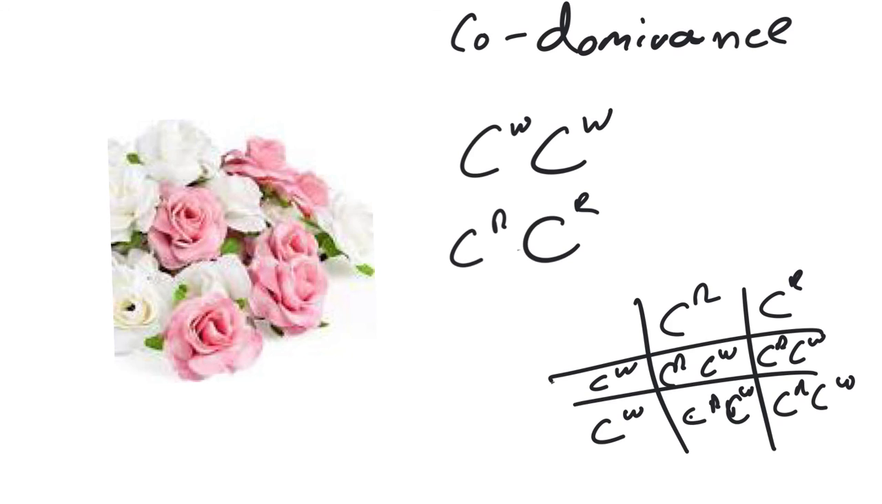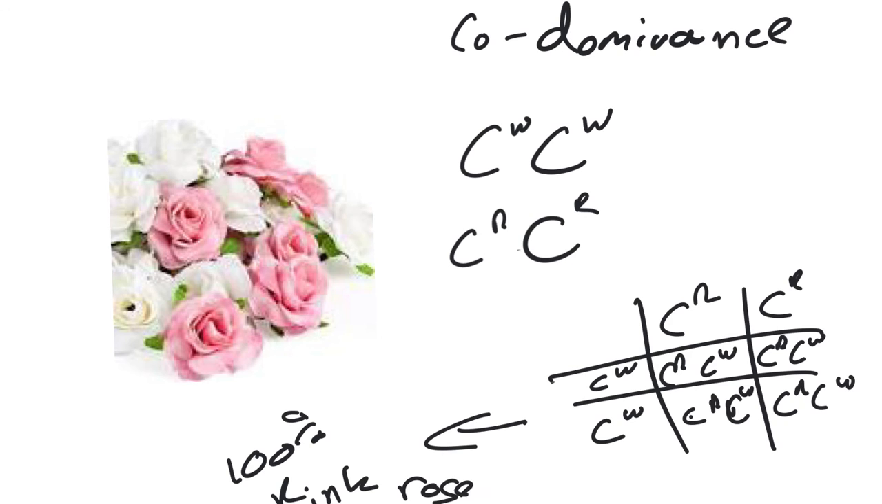This time, because they're codominant, both of these will express themselves. So what we now have is 100% pink roses. So that's the idea behind codominance. It also happens in blood groups, where you've got A, B, blood group AB, blood group O. So that's a little bit more further information.